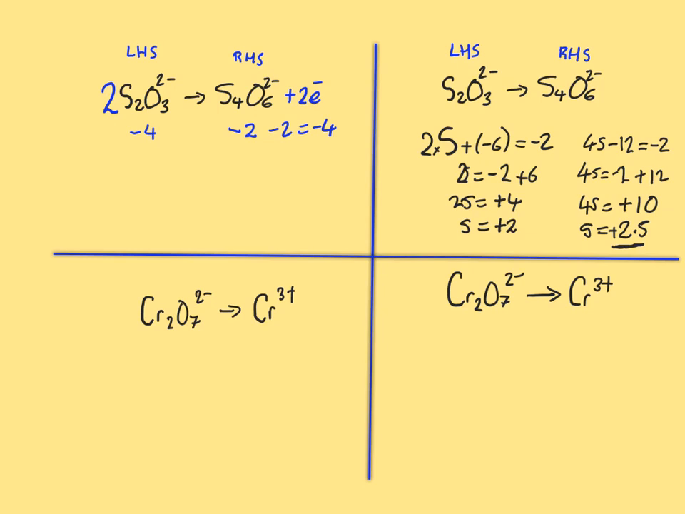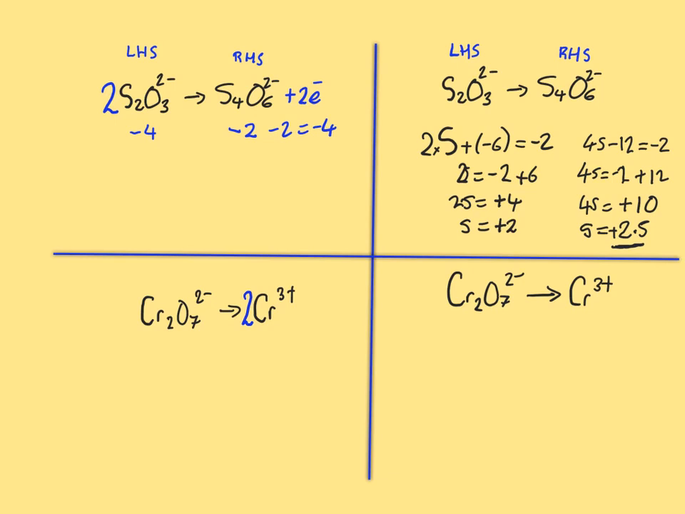This time, using our balancing charge rule, we're going to try and balance this equation where chromium in dichromate ions is becoming chromium 3 ions. So first of all, let's balance for atoms. On this side, we have 2 lots of chromium atoms, and the only way to balance this is to put a 2 in front of the chromium 3 plus ions on the right hand side.